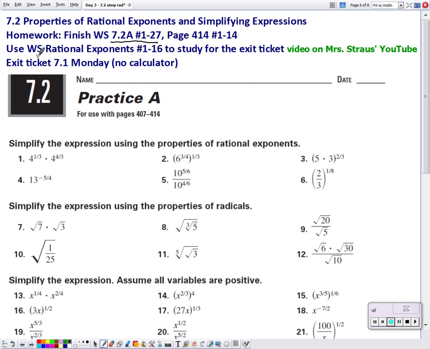I want to point out that there is a second worksheet right after 7.2a that you can use to study for the exit ticket. There's a separate video for this if you want to see how to do these problems.